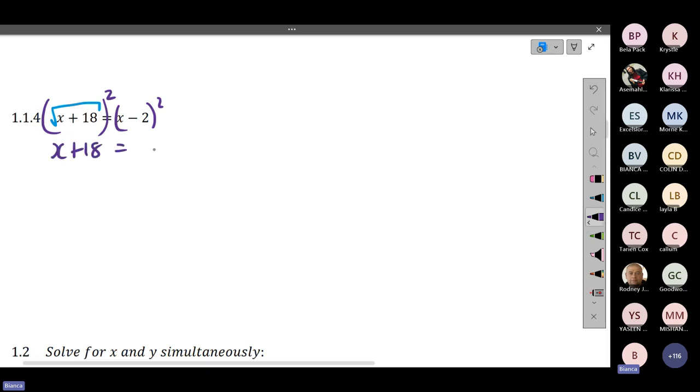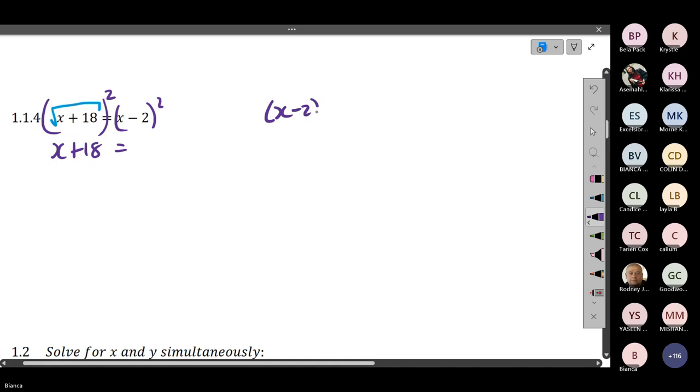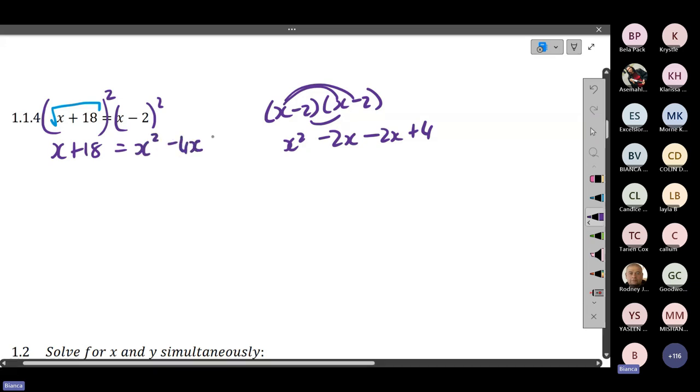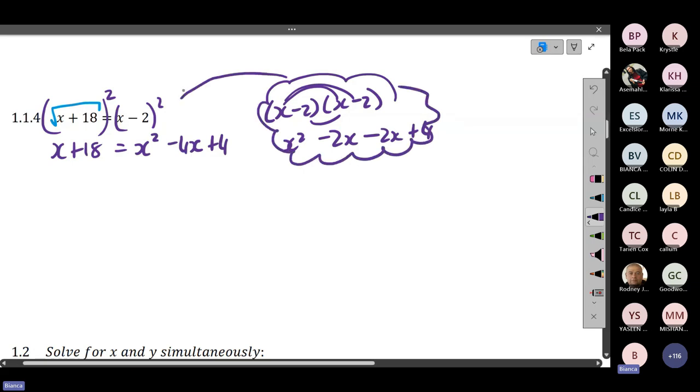And then this one, you can write out the bracket twice. And you can do FOIL, that times that: x squared minus 2x minus 2x plus 4. Simplify it, or you can just go straight to the answer for those of you that know how to square a binomial properly. But this is actually what we're doing over here. Just make sure you have three terms. All right, you've already got one mark out of your five. What's next? It's quadratic. Make it equal to 0, put it in standard form.